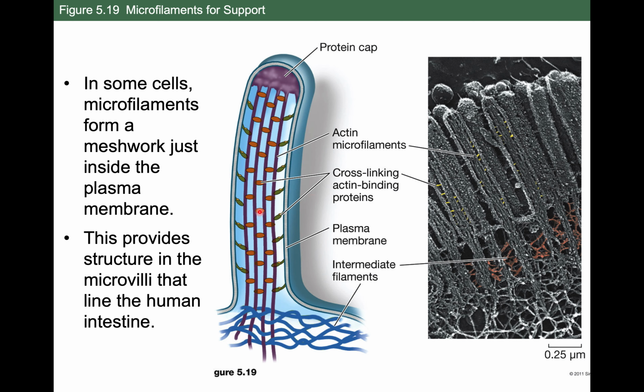And the purpose of these microvilli cells is just to provide a large surface area for absorption of nutrients as digested material is passing through your gut. So microfilaments are important for movement of cells. We just saw an example of that. Important for maintaining the shape of cells.